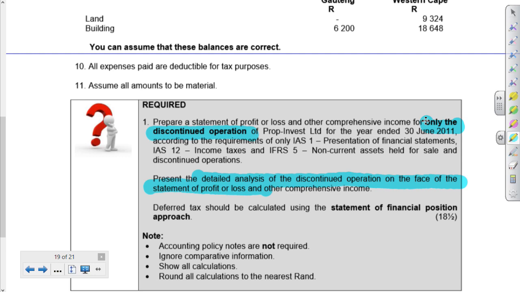18.5 marks. Then the rest of the question was some notes, a PPE note, an investment property note, and the non-current asset held for sale note. 31 marks, a third of your paper for the PPE, the non-current asset, and the investment property note. Yeah. So I want you to just focus for now, for today, on the first part of this question, the 18 marks, the discontinued operation.